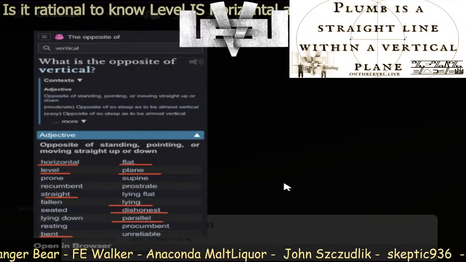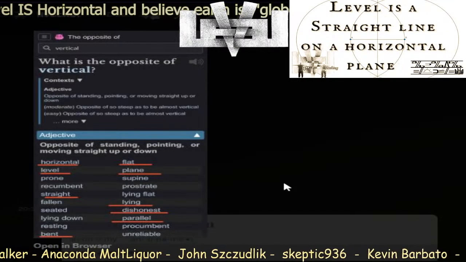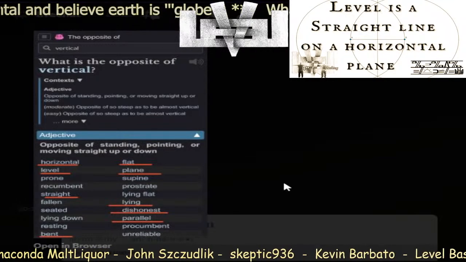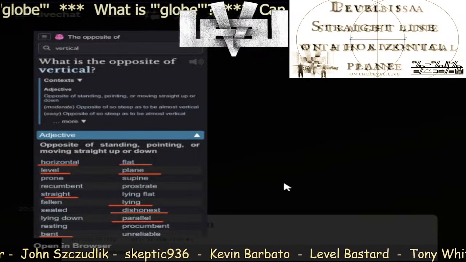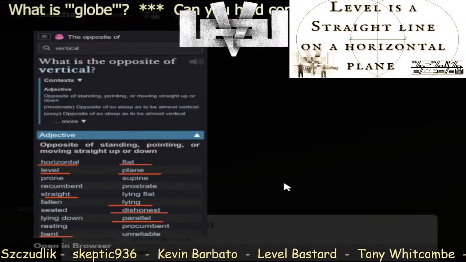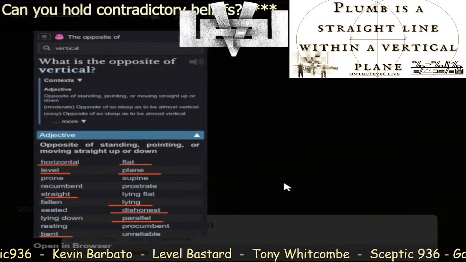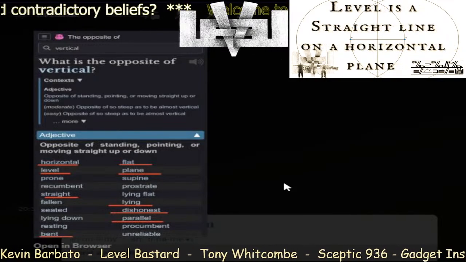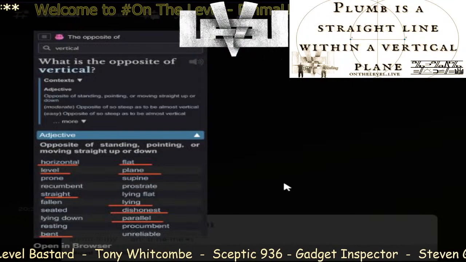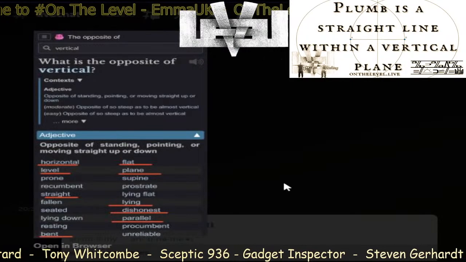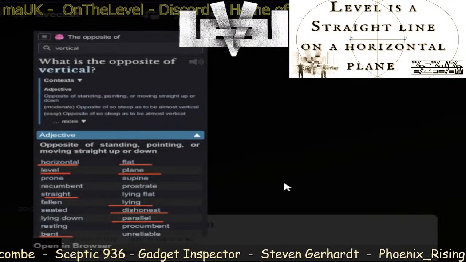Horizontal level is flat, but vertical can also be flat. Contradiction. Logically cannot happen. But hey, embrace the contradictions. Yeah, if flat is synonymous to horizontal, then flat being synonymous to vertical must be false, because vertical and horizontal aren't synonymous. Correct. It's a fallacy. And if you accept the fallacy, you've accepted a contradiction.